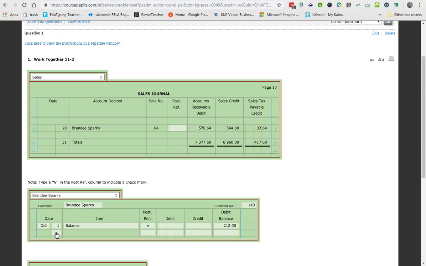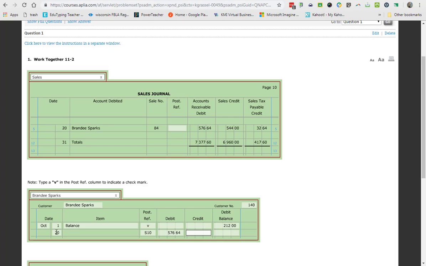So we'll put the date of the 20th on there. Now, post reference is what? S for our sales journal, 10 for page 10. Not A. And then I'm going to debit for $576.64.